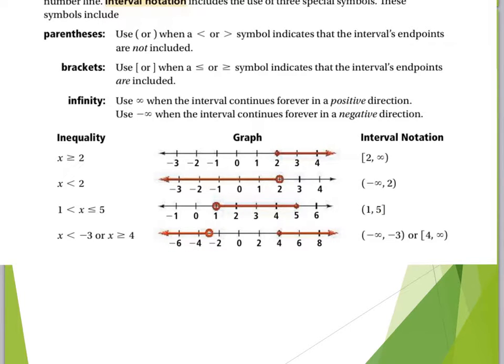The or: x is less than -3, so again, an open dot at -3 heading to the left. That's parentheses at -3, negative infinity, parentheses. Or a filled in dot at 4, heading to the right forever. So again, the filled in dot is the bracket at 4, heading to the right forever, parentheses. So the inequality, the graph of it, the interval notation of it.